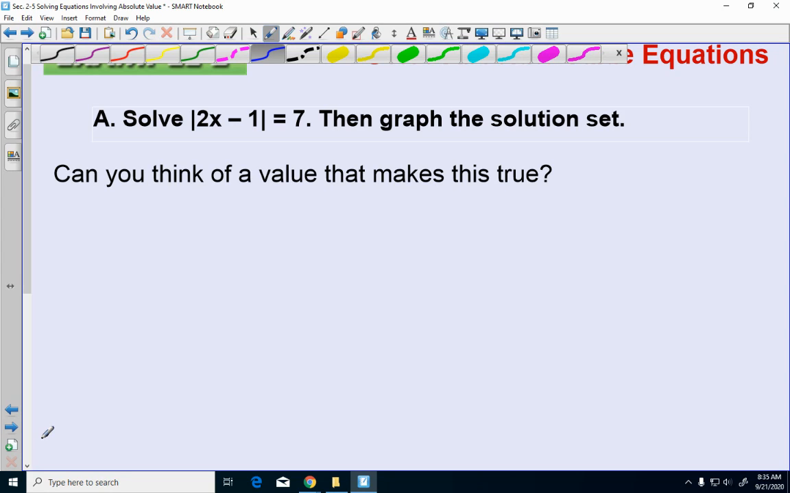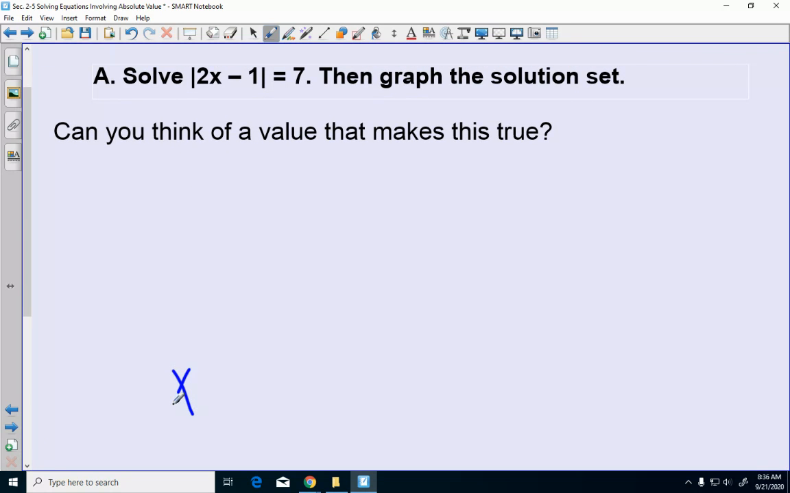Declan? 4, right? I mean, if you put a 4 in there, 2 times 4 is 8, and 8 minus 1 is 7, right? So x here in this situation could be equal to 4. But there's another number that makes this work as well. Now, I'm not a mind reader, but I have a good guess on what you're about to tell me. -4. But if you put -4 in here, what do you get? Because you don't get 7.